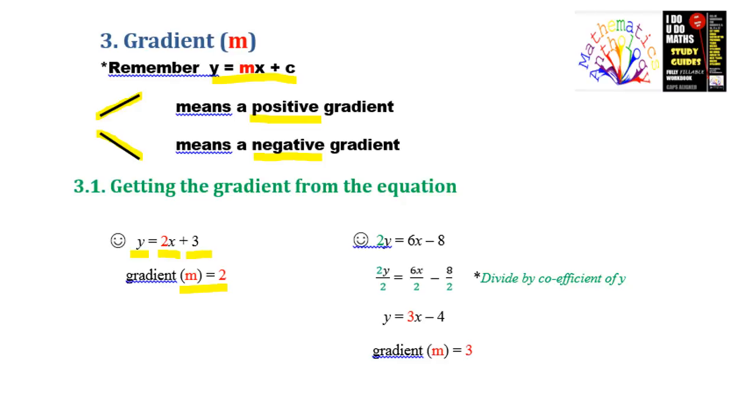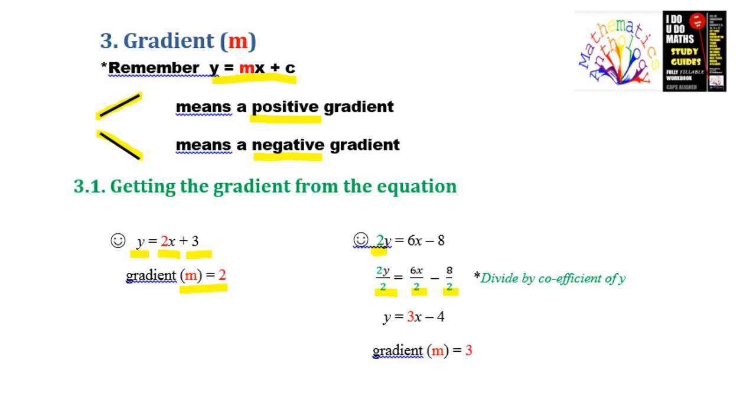The next one, if you're given this equation, 2y is equal to 6x minus 8. Now this is not in the proper y is equal to mx plus c form because there's a 2 in front of the y. We need to get rid of the 2, so we divide by the coefficient of y. So it's 2y divided by 2, 6x divided by 2, and negative 8 divided by 2 as well.